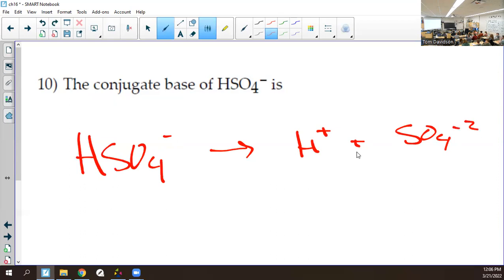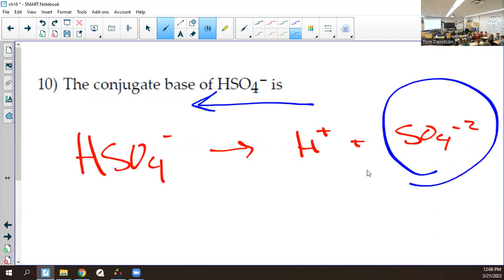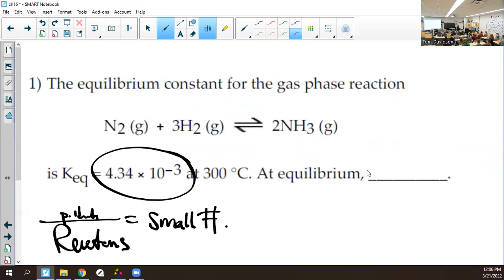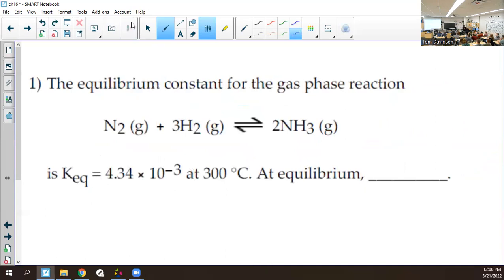All right, so going this direction, what thing accepts the H? The SO4. You okay with that? So the conjugate base means which one accepts the H plus when I go that direction. You okay with that? Yeah.